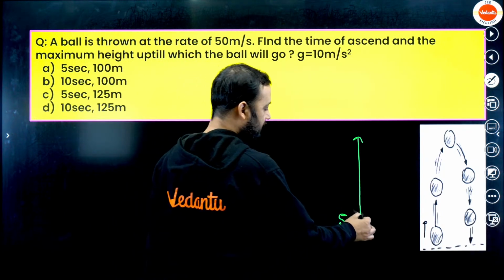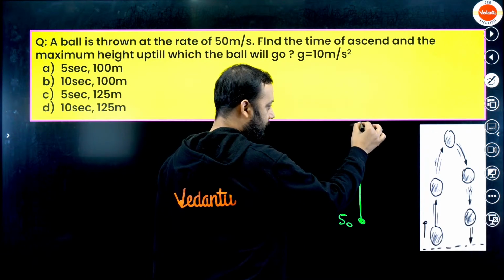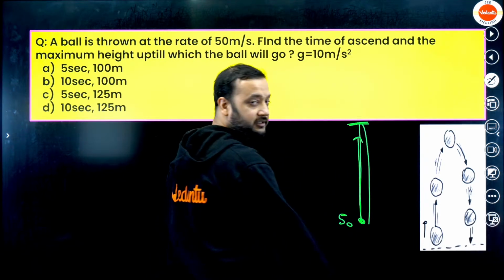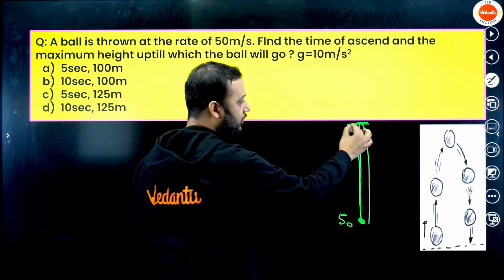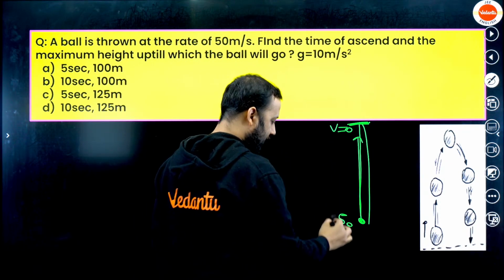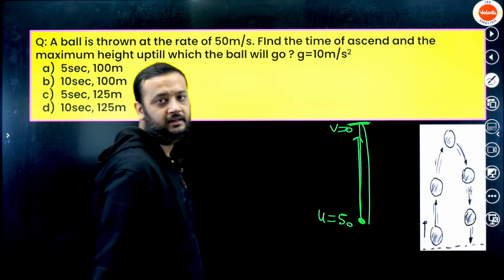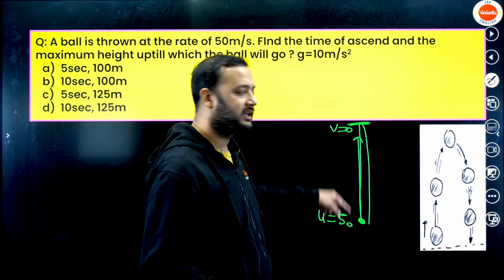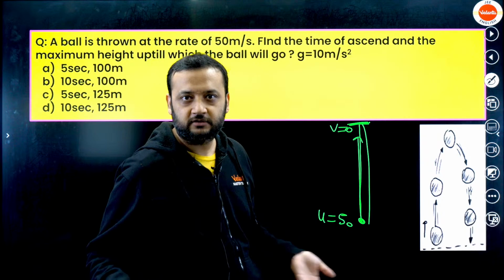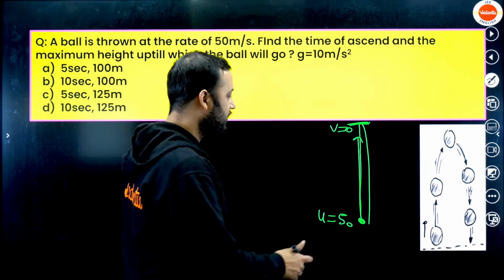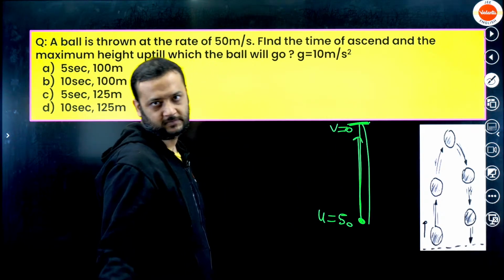Now try to think, the ball will go up, stop, and come down. So what will be the velocity at this point? 0, because it is the topmost point. So velocity here is 0. And what was the initial velocity? 50, right? Now think from here till here. Acceleration is constant. Yes, gravity of Earth is always constant.